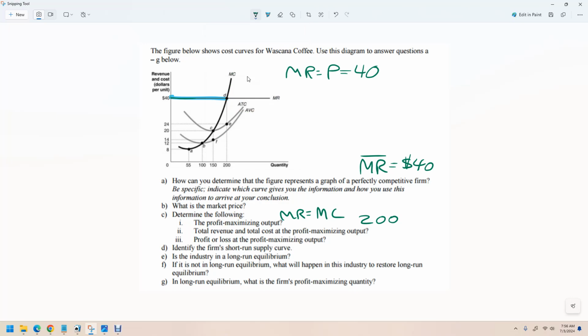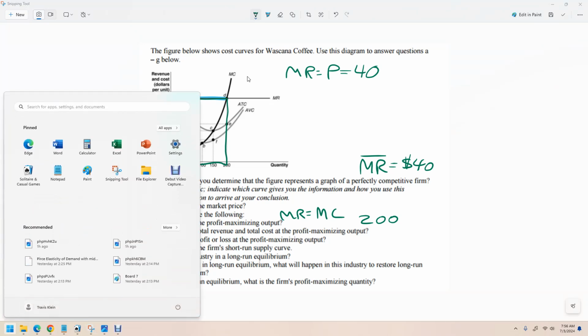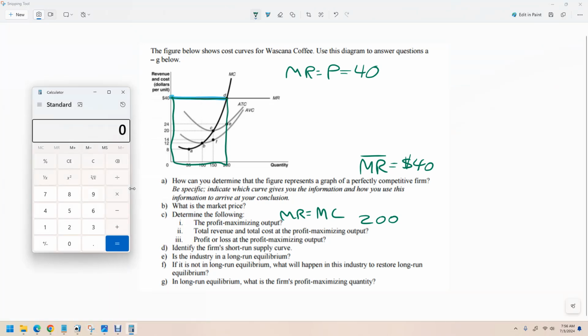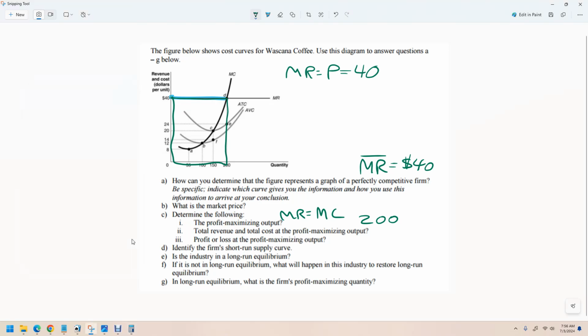Total revenue and total cost at that profit maximizing output. Graphically, you can just look at this. $40 times 200. Total revenue is going to be the area of this big rectangle here. I'm going to make sure I get the right answer. Total revenue, price times quantity, is 8,000. 8,000 is our total revenue.